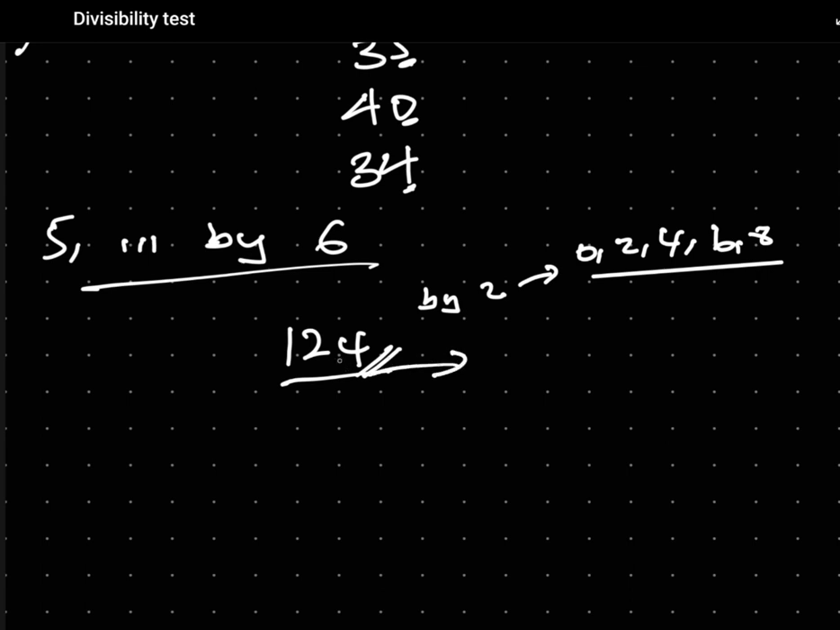How about divisible by 3? To check the divisibility by 3, you add 1 plus 2, which is 3. 3 plus 4 is 7. No, 7 is not divisible by 3, meaning 124 is not divisible by 3. Therefore, 124 is not divisible by 6.